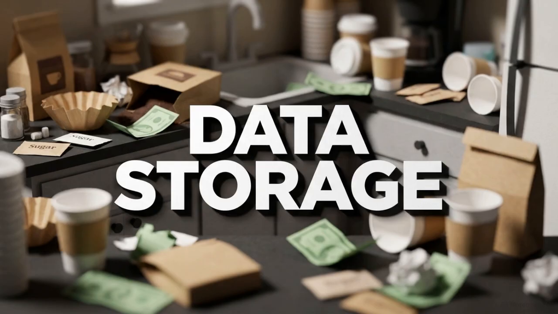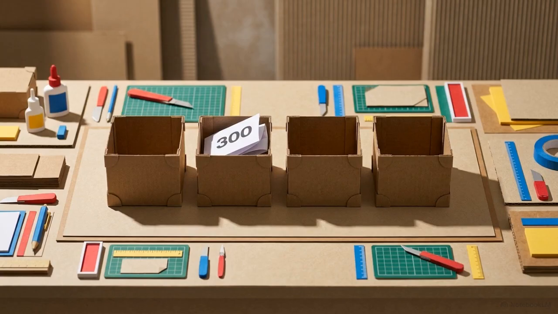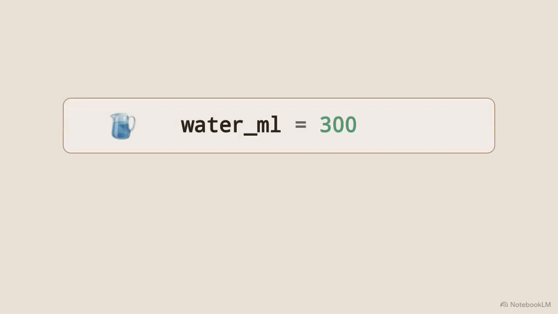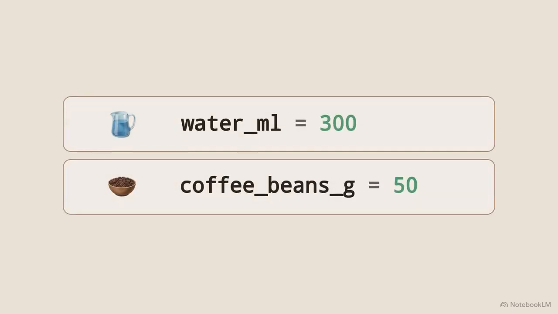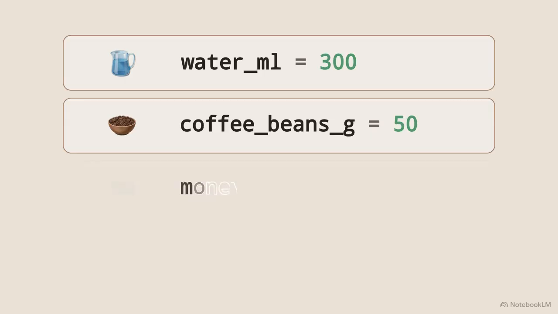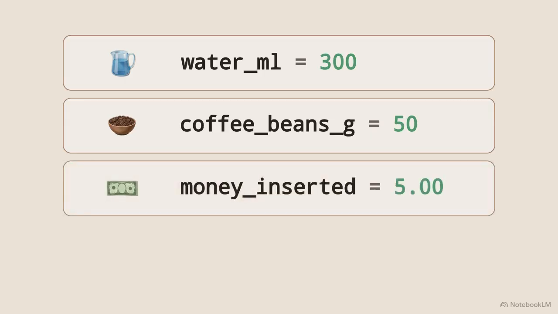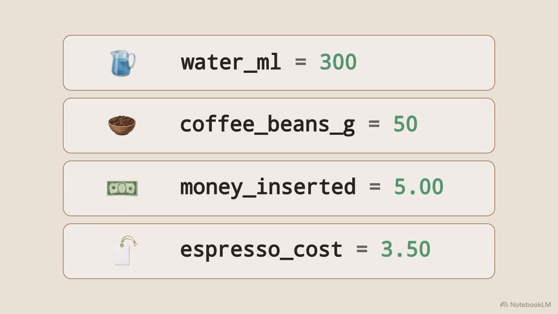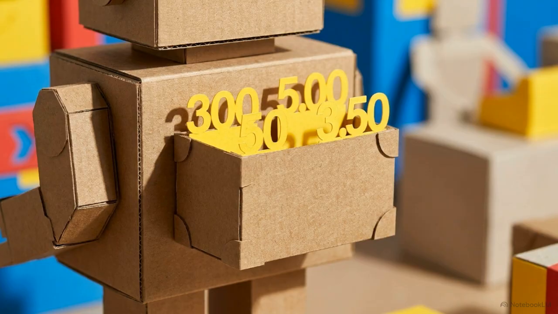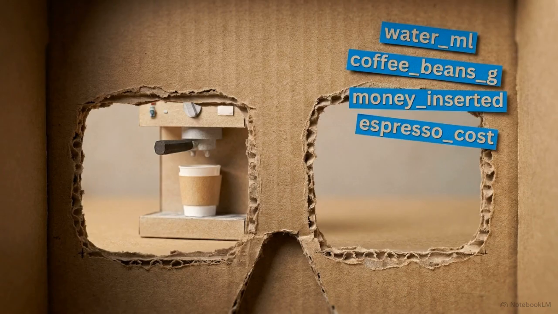In code, we do this using variables. You can think of variables as literal storage boxes or pockets, where the robot holds on to its information. For espresso, our robot tracks two main ingredients, a starting variable of 300 milliliters of water and 50 grams of coffee beans. It also tracks money. We add a variable for the $5 handed over and another for the espresso's $3.50 cost. By keeping these numbers in its pockets, the robot has a clear picture of exactly what it's working with at every step of the process.